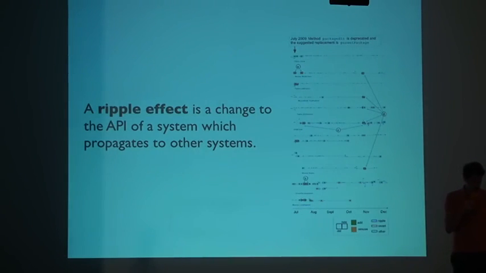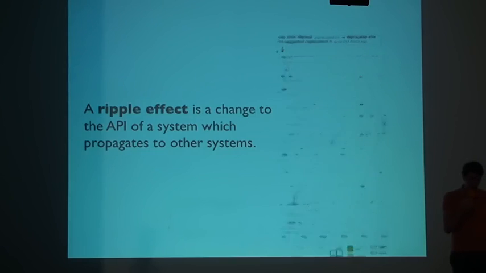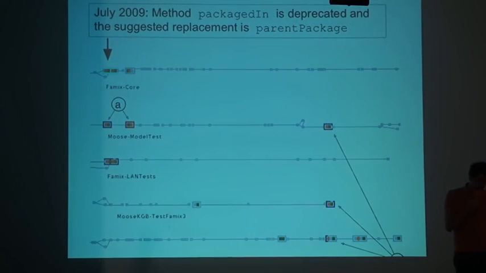This is an example of a ripple effect. What's a ripple effect? A change in the API of a system which propagates to other systems. For example, in 2009 method packaged in is deprecated, and the suggested replacement is the parent package. So what you see here is every timeline is a project, and for every version of the project I'm looking particularly for this method. If the method was removed, then I have red, and if the method was added, then I have green.